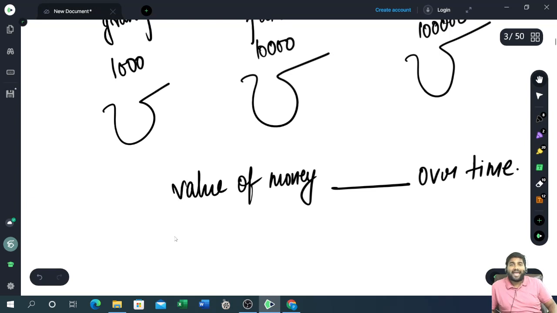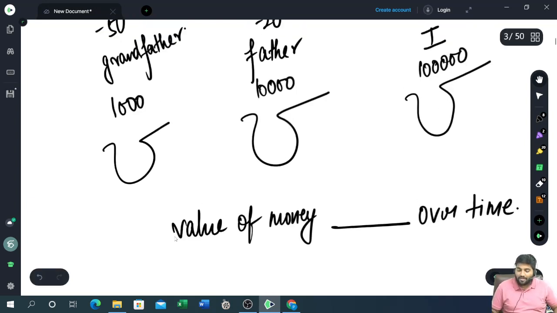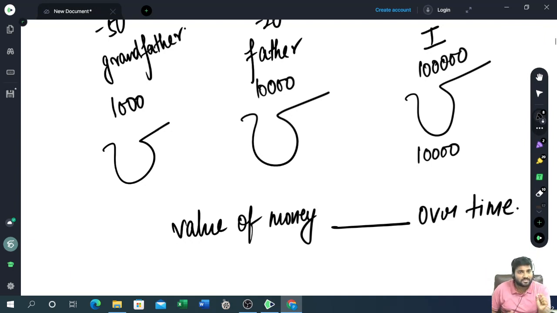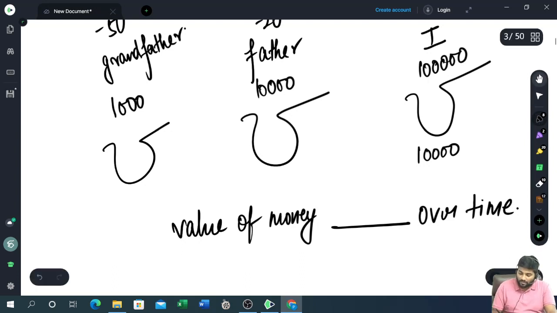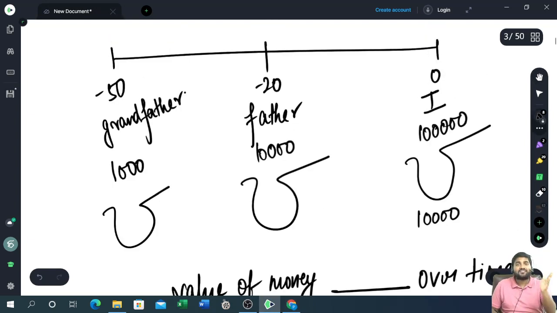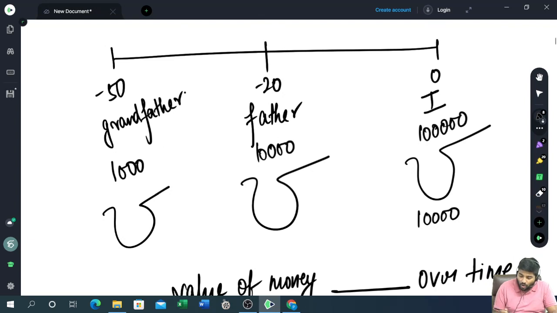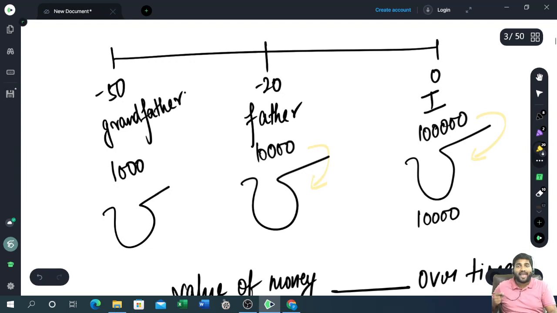Now see, what happens is, I am asking you a very simple question. If today I am having 10,000 rupees, will I be able to buy the same bundle of goods, more goods or less goods? The answer is less goods. For example, if 20 years ago 10,000 was the cost of the bundle of goods, today 1 lakh is the cost of the bundle of goods, and 50 years ago 1,000 was the cost of the bundle of goods.